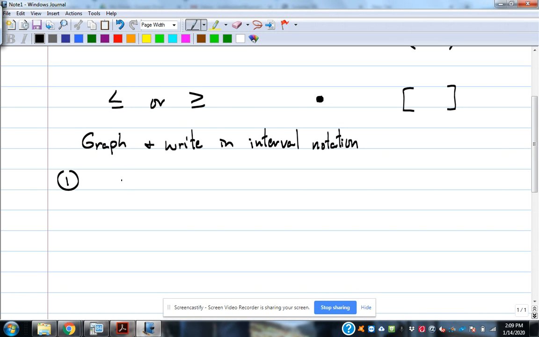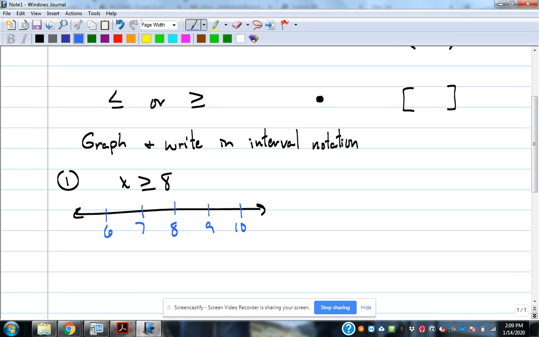So the first example is just going to be x is greater than or equal to 8. So let's graph that on a number line. You don't have to have a really long number line, just long enough. When you draw a number line, you'll put that number somewhere close to the middle and then put a couple of numbers on each side.